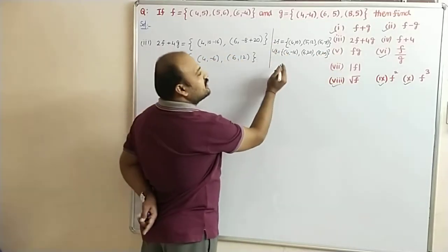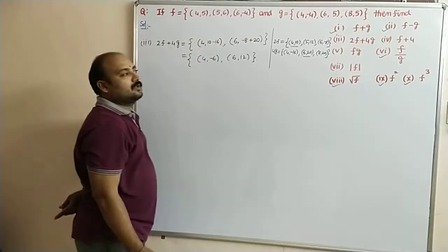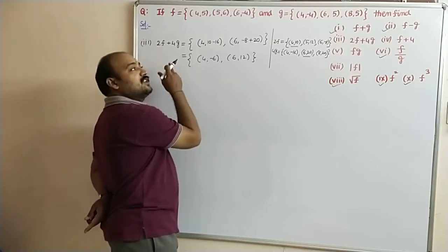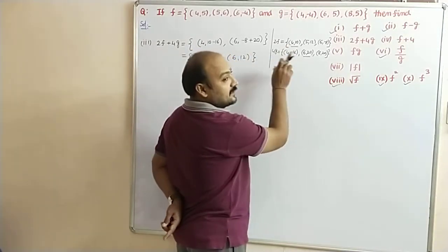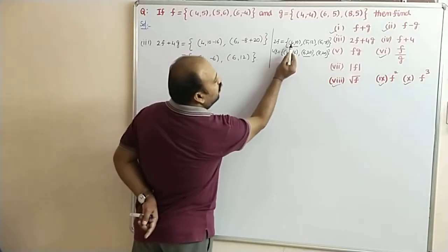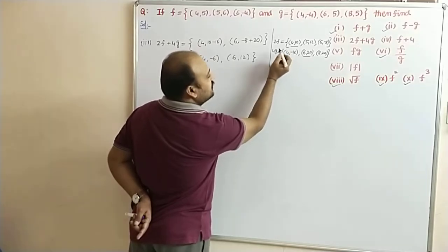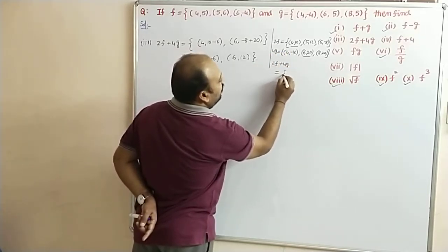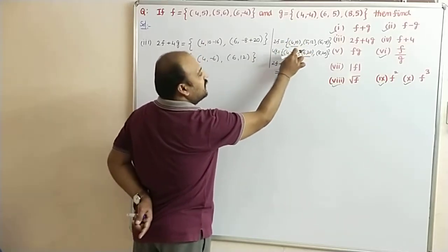2f plus 4g is defined for only 4 and 6. We already discussed that the intersection of the domain of f plus g or 2f plus 4g is 4 and 6, A intersection B. So (4, 10) and (6, ...), (4, 10), (4, minus 16). If you add these two, 2f plus 4g, 4 is common now. So (4, 10 minus 16).